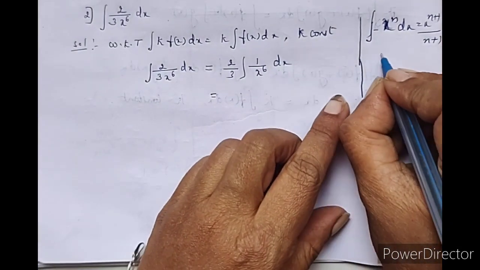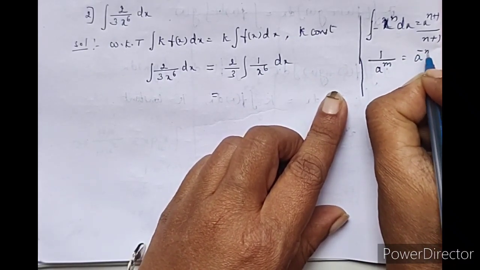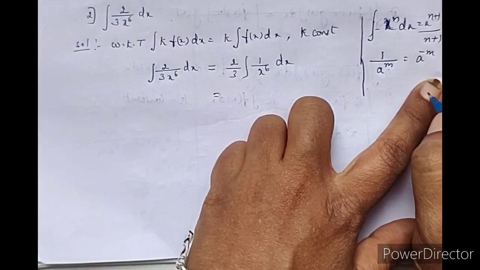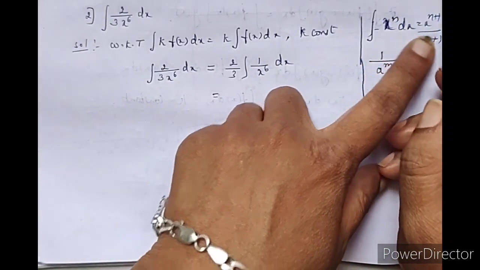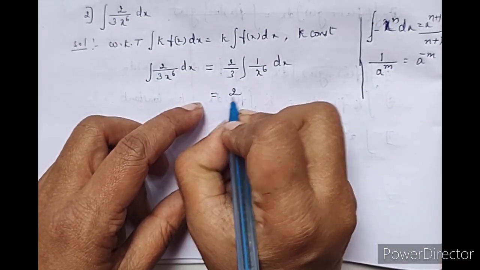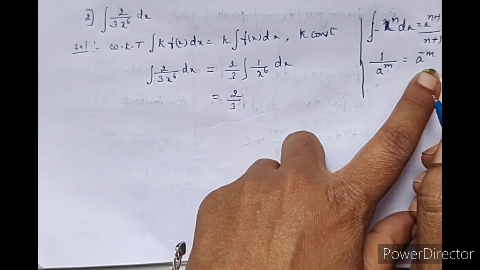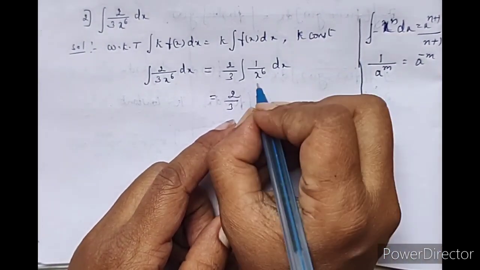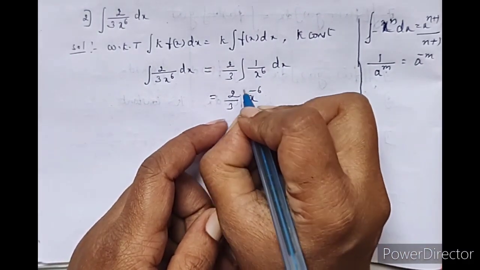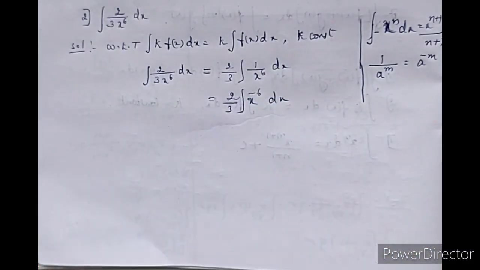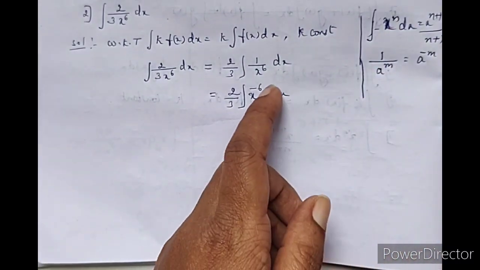By using the rule of exponent: 1 divided by a to the power of m can be written as a to the power of minus m. We shall use this rule and write 1 divided by x to the power of 6 as x raised to some power. So that is 2 by 3, and by using this rule, a is nothing but x, and m is 6. So minus 6 dx. Now we have it in this form, x to the power of n, x to the power of minus 6.